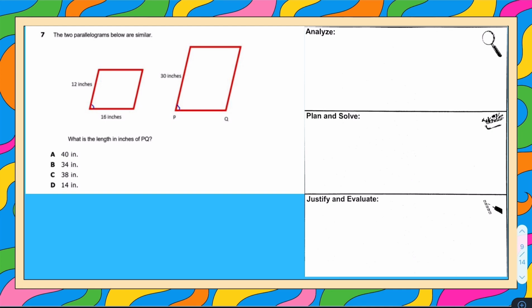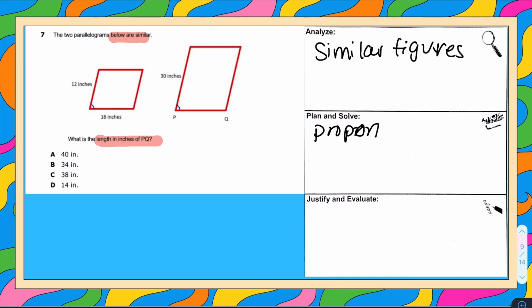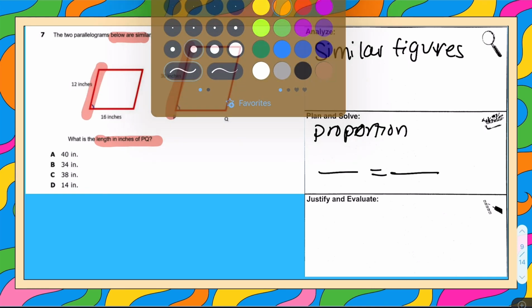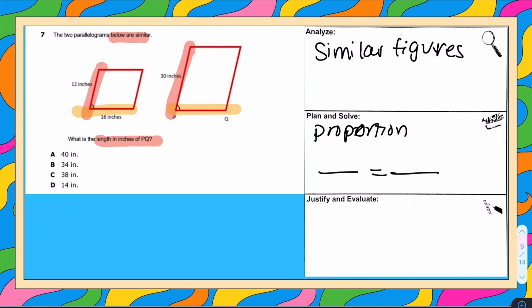Question number 7. The two parallelograms below are similar. What is the length in inches of PQ? So we're dealing with similar figures. Plan, proportion. So I'm gonna set up that proportion for you. We know that this side corresponds to the longer side, and this one corresponds to PQ, which is the value we're looking for.